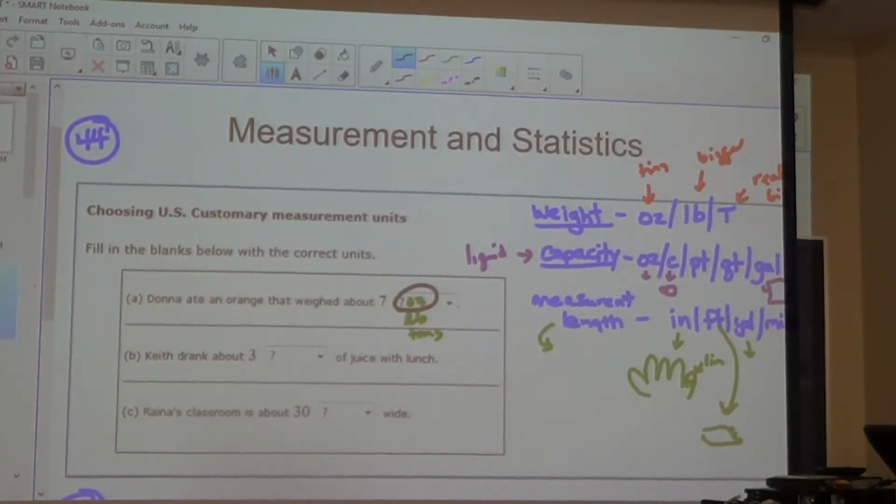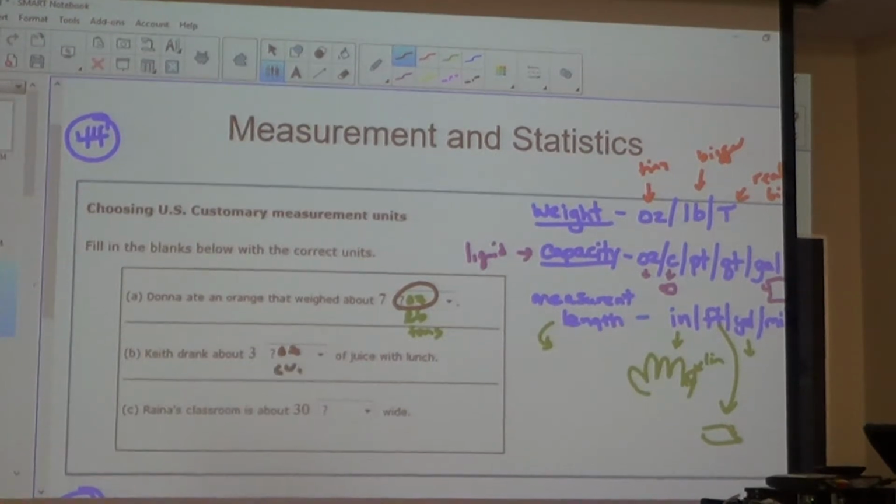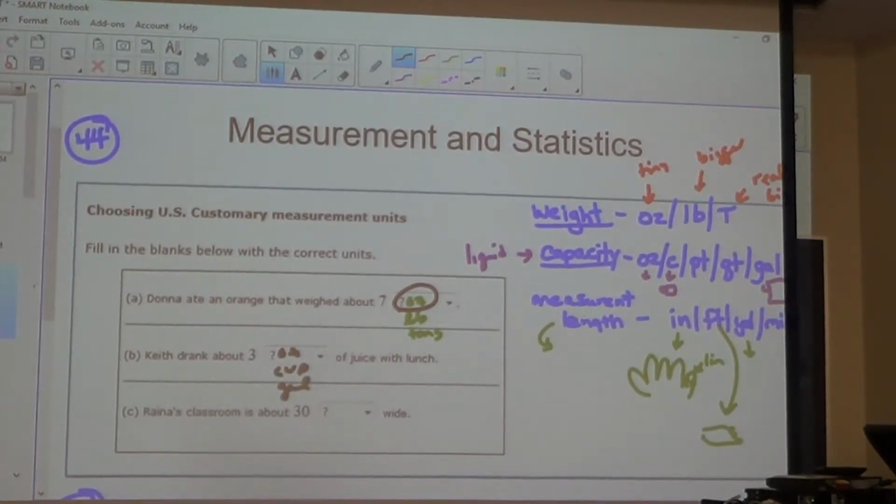Keith drank 3 ounces, 3 cups, or 3 gallons of juice with his lunch. Cups. If you ever have kids, the little syringe thing that you suck the medicine up in their mouth, that's in terms of ounces or milliliters, same kind of thing. If you take cough medicine, they'll put that cough top thing on there and they'll say take 2 ounces or take 2 milliliters. So an ounce is not that much. And if you're only drinking 3 of them, that's not even a good sip.